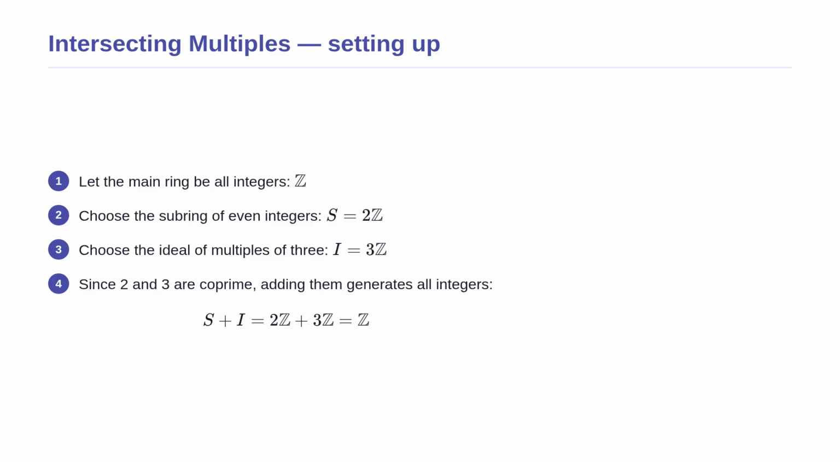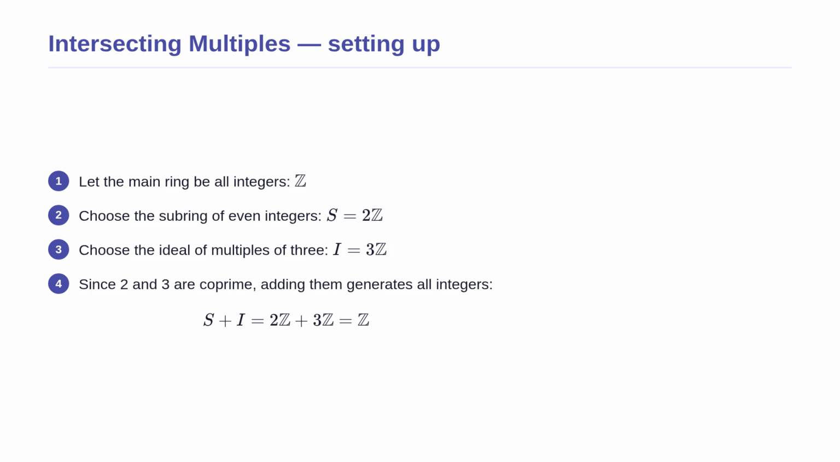Let us see the second isomorphism theorem in action using the integers. We will set our main ring to be all integers. We will choose our subring S to be the even numbers, or multiples of 2, and our ideal I to be the multiples of 3. We want to see what happens when these two systems interact.